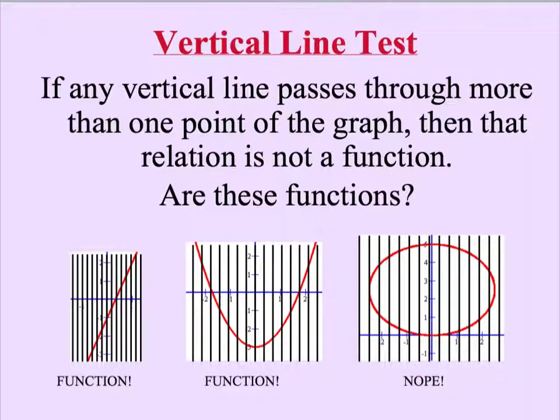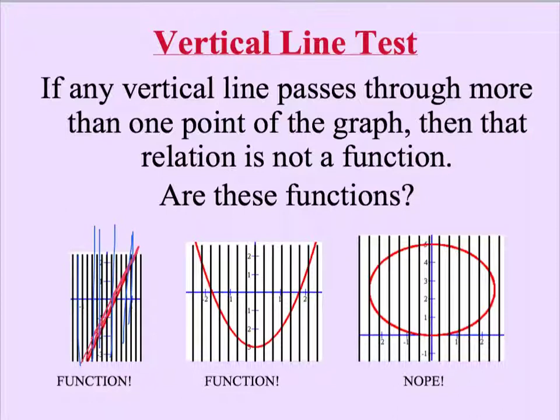The next thing that we can do to see if these are functions is the vertical line test. If any vertical line passes through more than one point, then the relation is not a function. Below here are some examples. The line in red here is my graph. I'm going to do the vertical line test and see that it only goes through one time, so yes, this is a function.